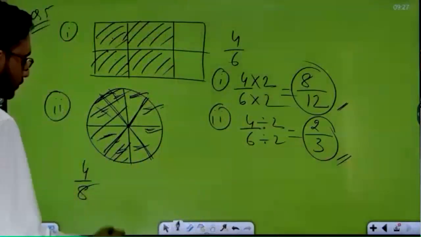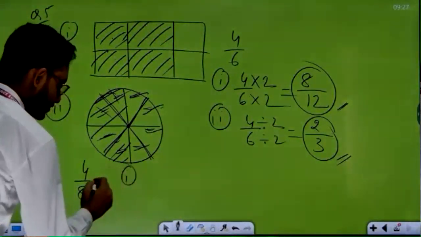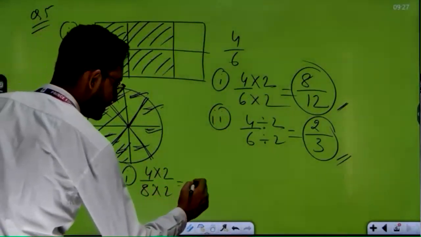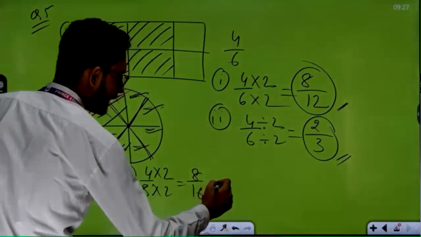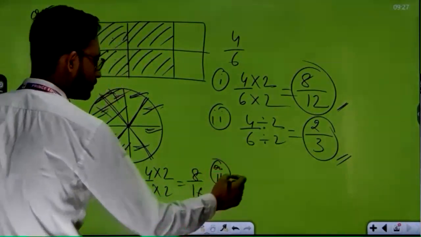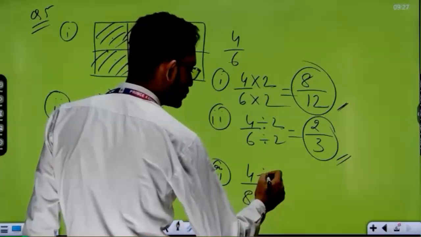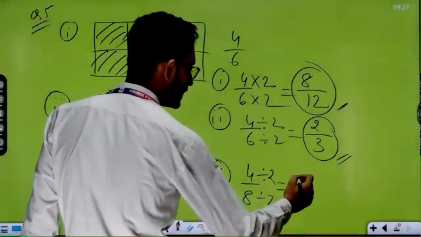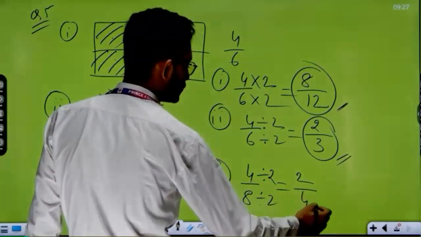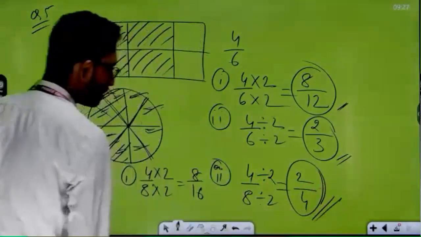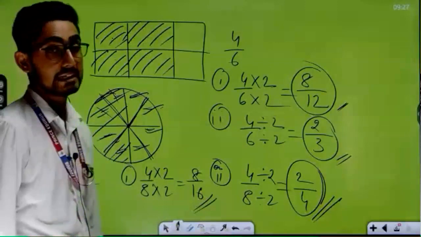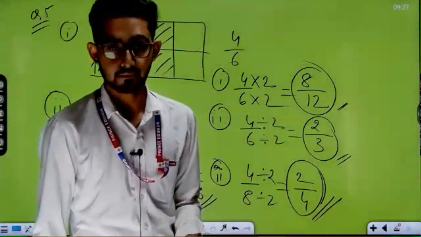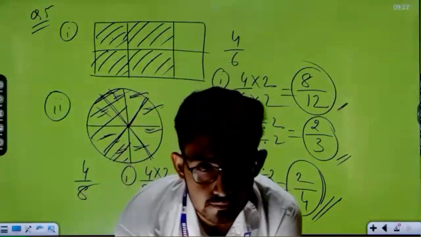We can write the first equivalent fraction: 4 upon 8 multiplied by 2, that means 8 upon 16. And the second equivalent fraction, 4 upon 8 divided by 2. So 4 divided by 2 is 2, 8 divided by 2 is 4. So the answers will be 2 upon 4 and 8 upon 16. Those are the equivalent fractions. Okay, all of you understood? Very easy thing. Yes or no? Very good.